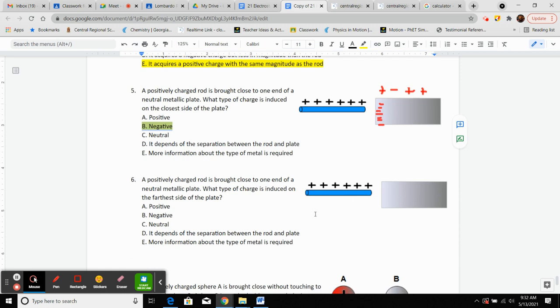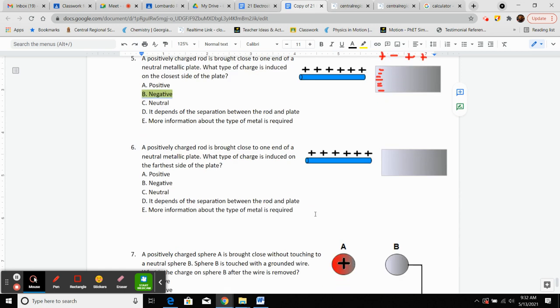Is this test on quizzes? Yes. Number 6, a positively charged rod is brought close to the end of a neutral metallic plate. What type of charge is on the farthest side? Well, it's going to be positive. All right, if all the negative goes to this side, that's going to leave positive over here. Oh boy.